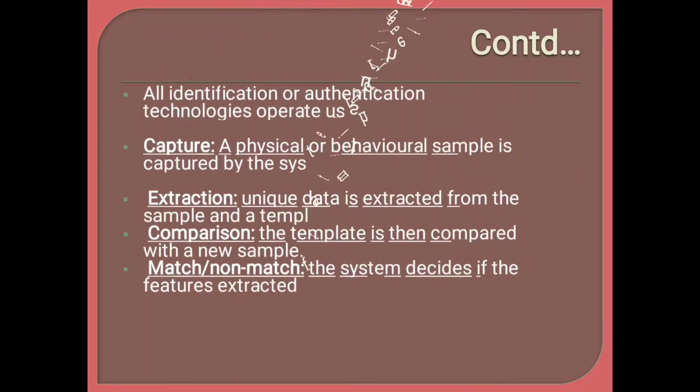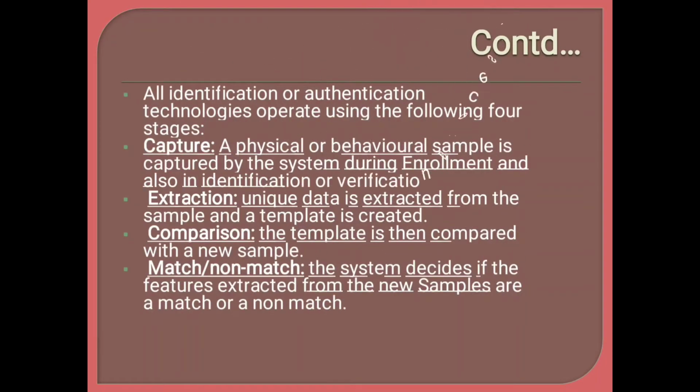All identification or authentication technologies operate using the following four stages: capture, extraction, comparison, and match or non-match. In capture, a physical or behavioral sample is captured by the system during enrollment and also in the identification or verification process. In extraction, unique data is extracted from this sample and a template is created. In comparison, the template is then compared with a new sample. Coming to match or non-match, the system decides if the features extracted from the new sample are a match or a non-match.